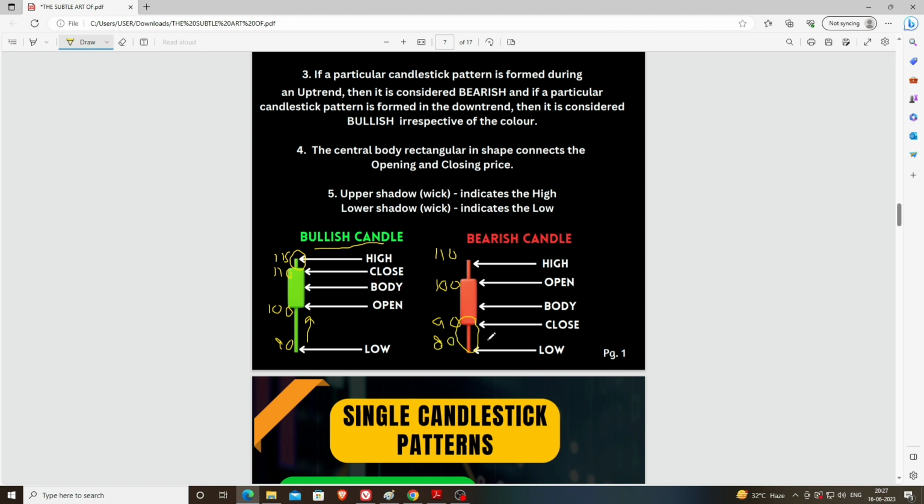Okay, that means the buyers become strong here, and for example, the sellers become strong and they push down the price to 100, and here the buyers become strong and they push up the price to 90. Okay, so here it's clear.